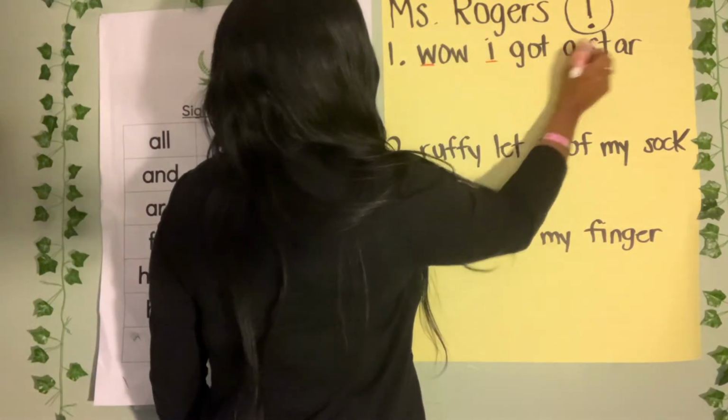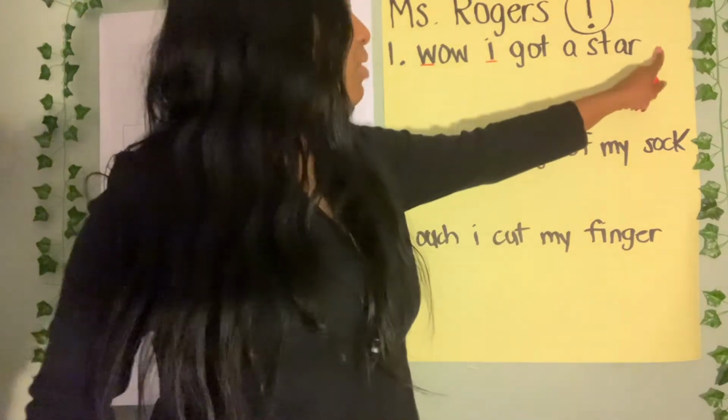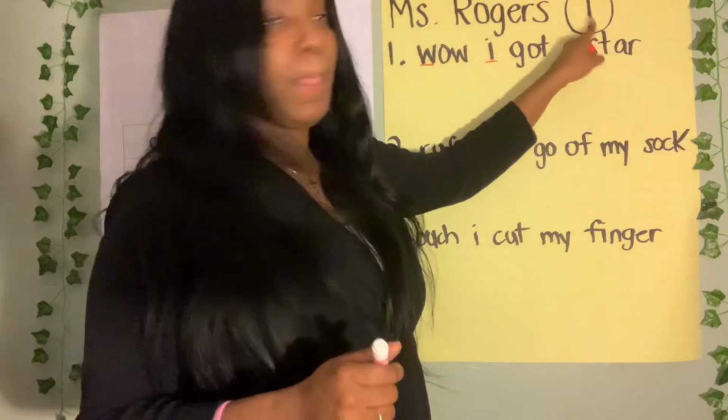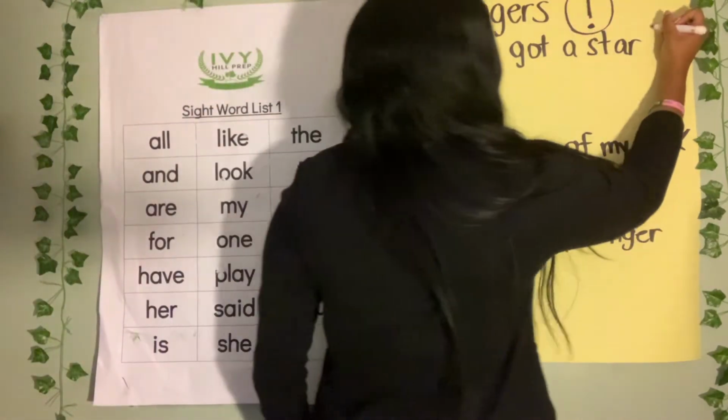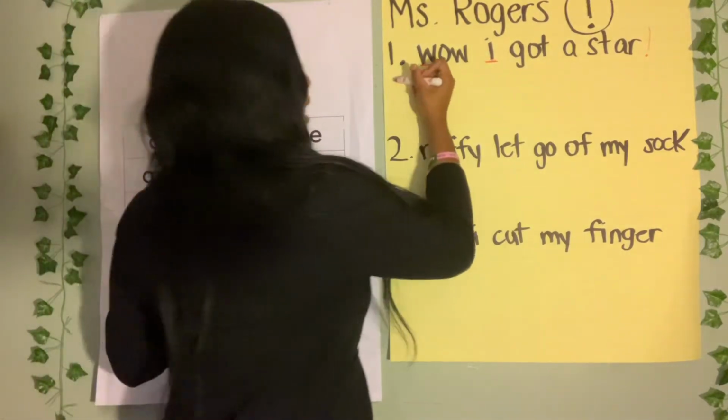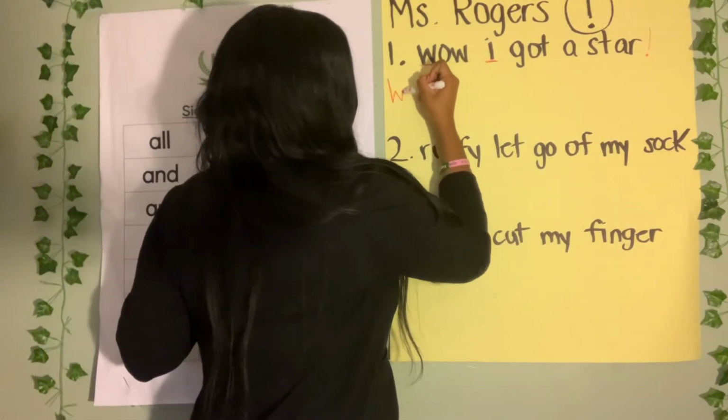Wow, I got a star. Do we see a punctuation mark at the end? We know we're expressing ourselves. So what do we have to add? An exclamation point. Okay, cool. So let's rewrite that sentence, okay? We know that we need to make that W capital. So we have, wow.